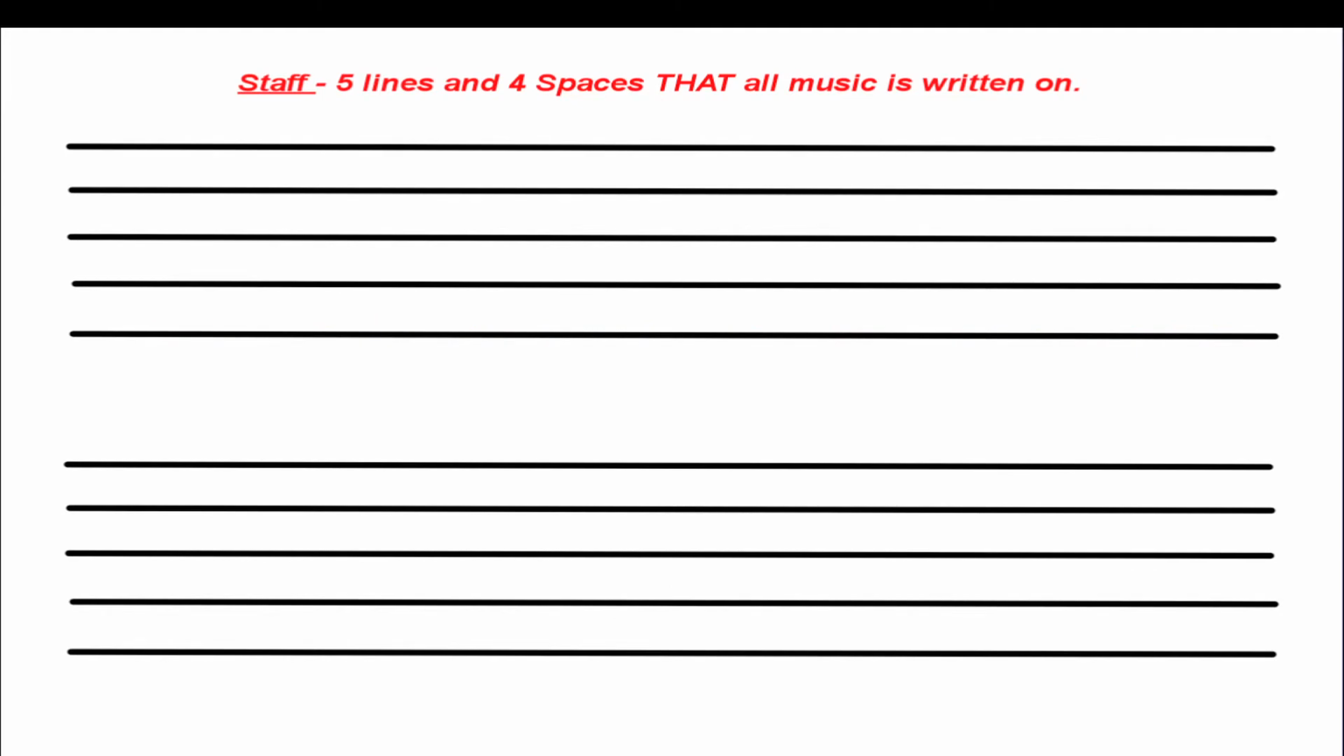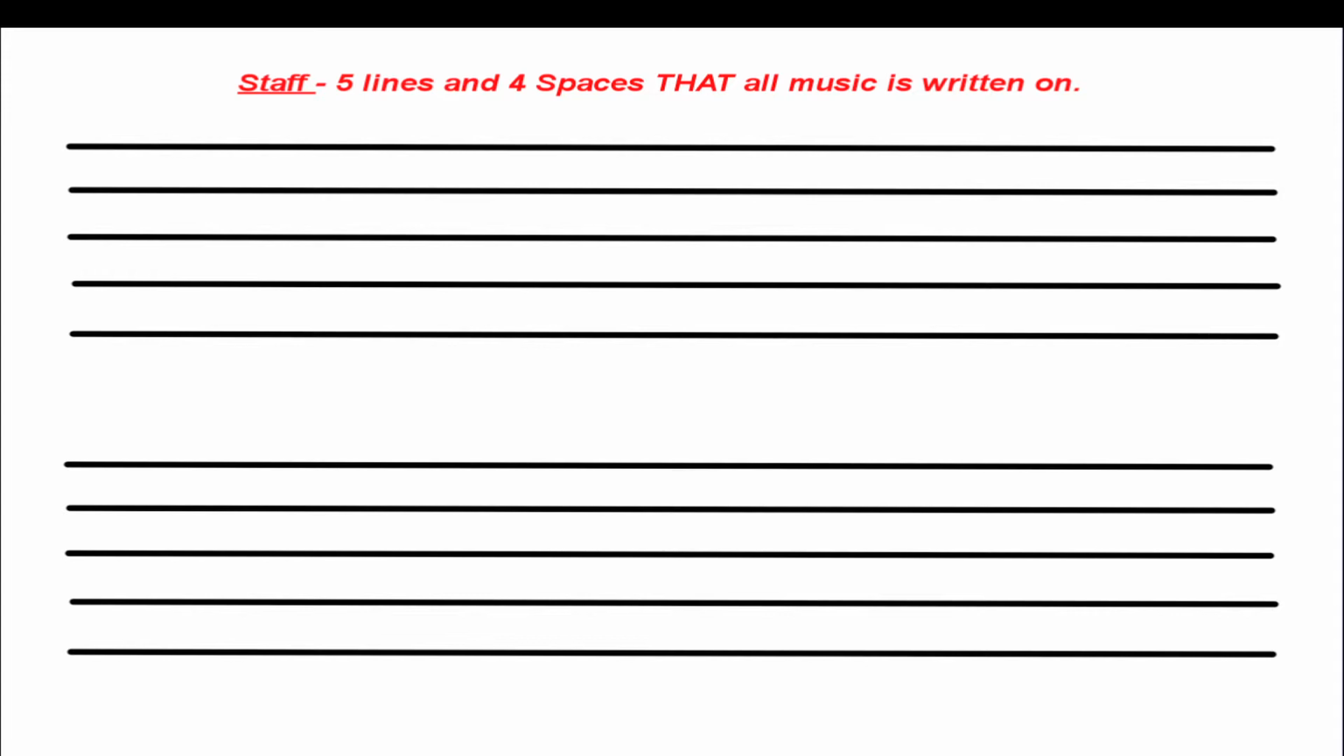Alright, so let's start with the very basics of music theory, and that's the way that music is written. All music is written on what's called a staff, and you can see a picture of a staff there in the definition. A staff is 5 lines and 4 spaces. And all music is written on this staff, and you can see it there on your screen that it's a collection of these 5 lines and 4 spaces.